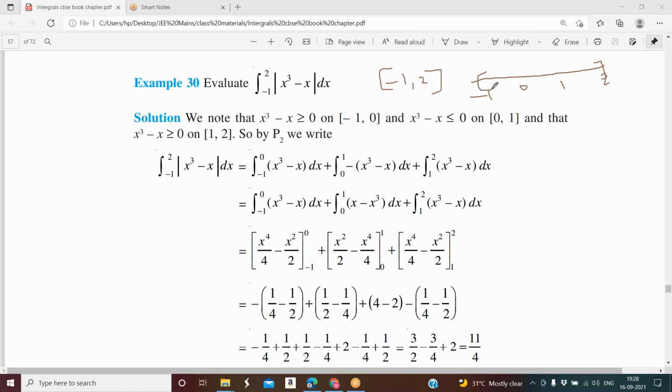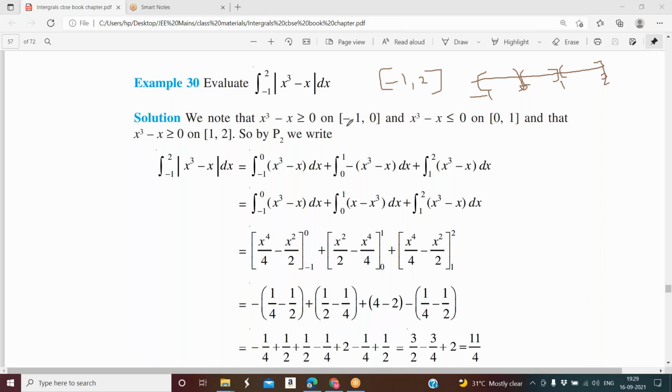Here the given interval is divided into three sub-intervals, namely minus 1 to 0, 0 to 1, and 1 to 2. Why? Because in minus 1 comma 0 my function takes positive values, in 0 comma 1 my function takes negative values, and in 1 comma 2 the integrand takes positive values again. That we have to check.